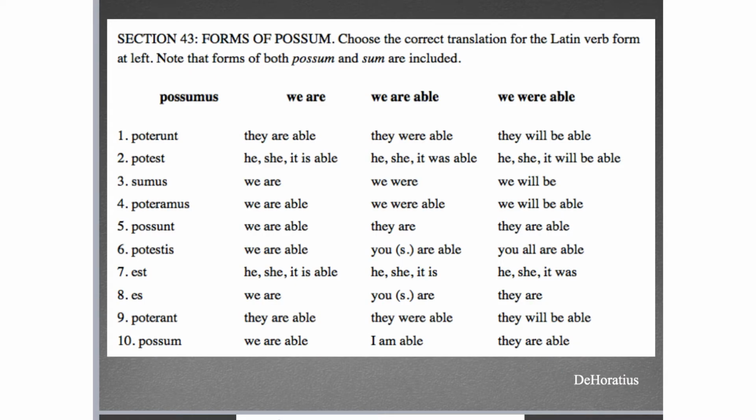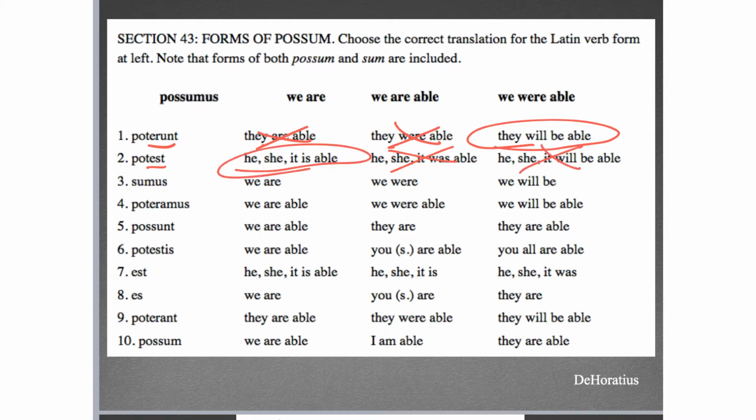All right, so choosing the correct translation. I'll do a couple for you. So poterunt, that erunt is going to be future. Are able is not future. Were able is not future. Will be able is future. All right, potest, that S is present. So he, she, it is able looks present. Let's make sure. He, she, it was able, imperfect. He, she, it will be able, future. So this is going to be correct.